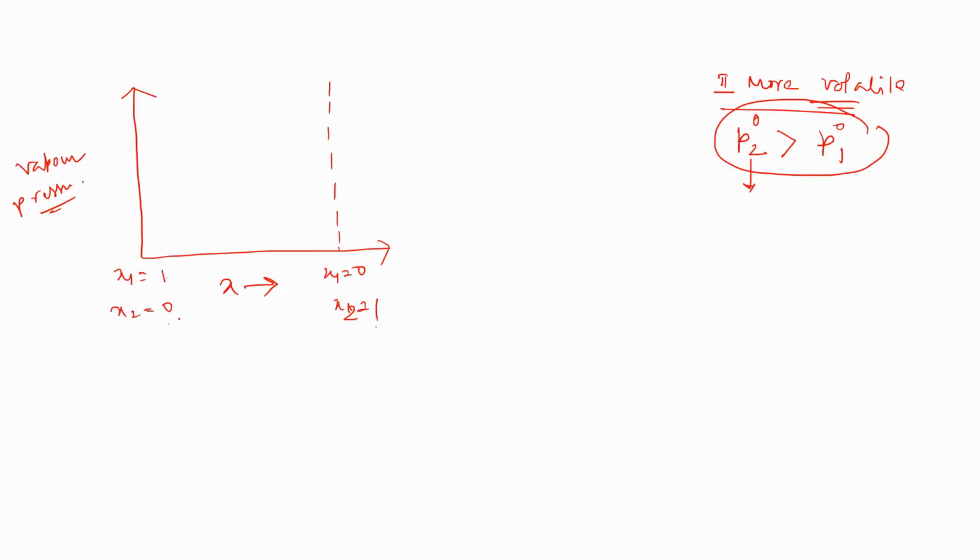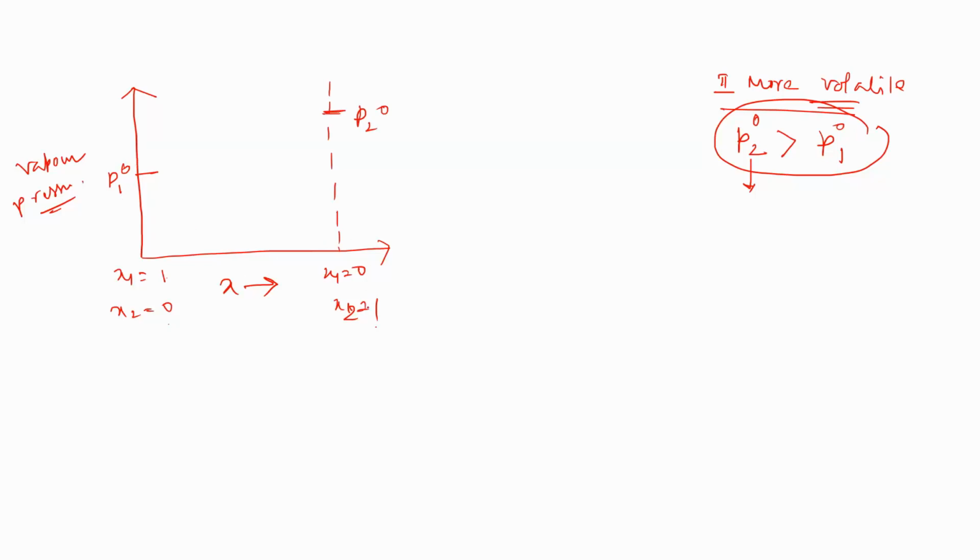So here you see, when X2 is 0, there is no component 2, only component 1 is present. But when X2 is 1, only component 2 is there. In this case, whatever vapor pressure it shows corresponds to P2⁰. I have considered that P2⁰ is greater than P1⁰, that's why it shows a higher vapor pressure than P1⁰. So in this combination of the two components, when X2 is 0, only component 1 is present, and it will show the pure vapor pressure, that is P1⁰.